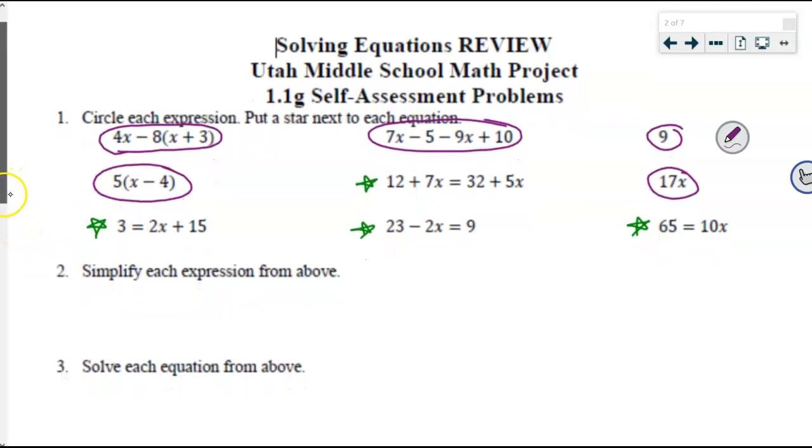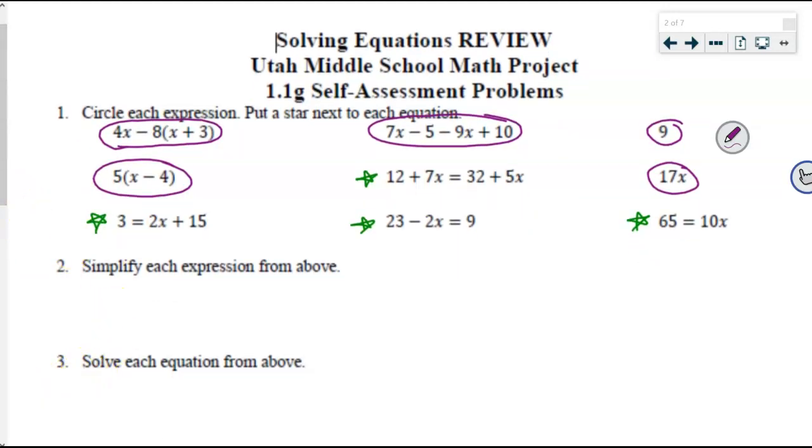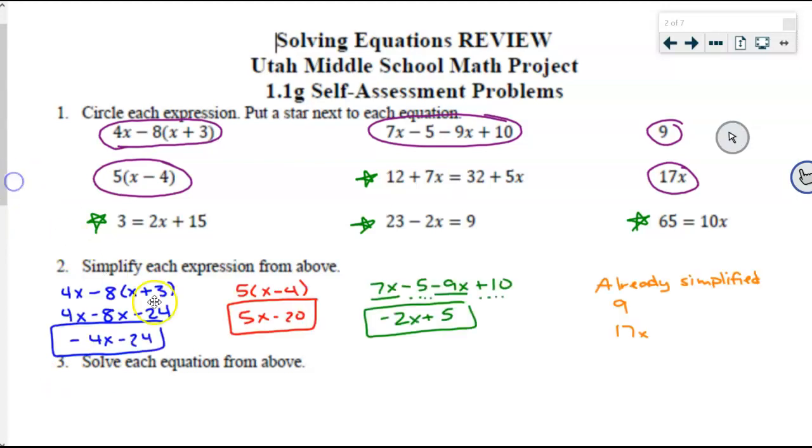So, simplifying the expressions from above, I think on this one I'm just going to show the answers instead of going through each process. You guys okay with that? Okay. All right, there's those answers.